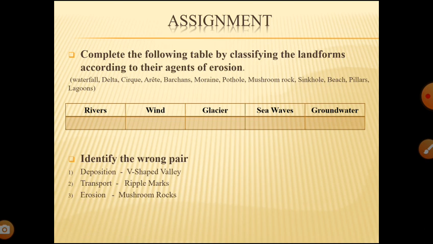Now assignment. Complete the following table by classifying the landforms according to their agent of erosion. In this you have to write the agent of erosion: river, wind, glacier, sea waves, groundwater. And the second question is, identify the wrong pair. You have to identify the wrong pair.